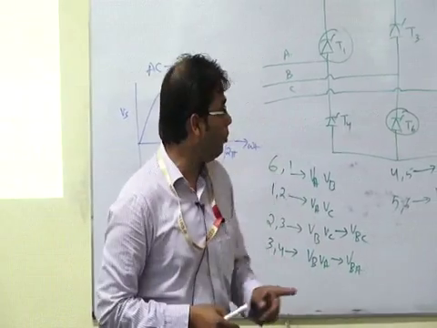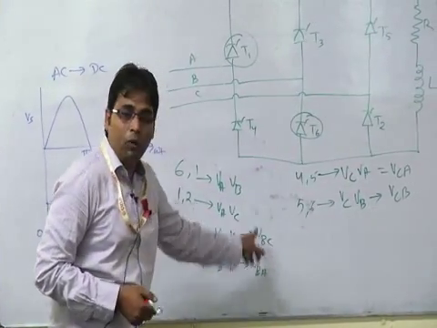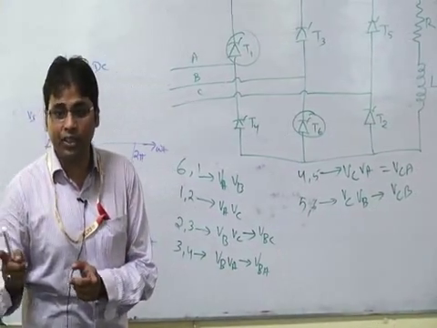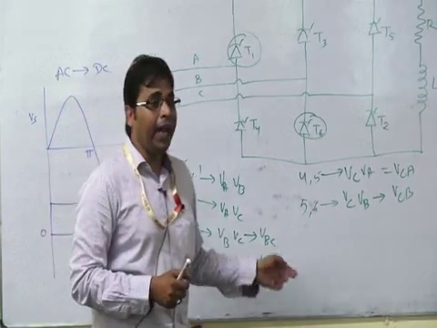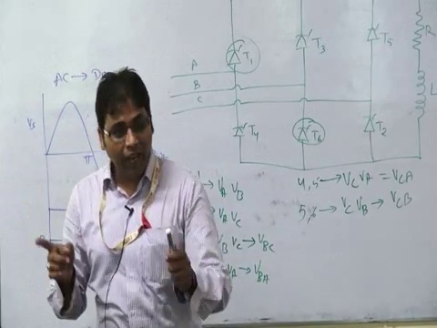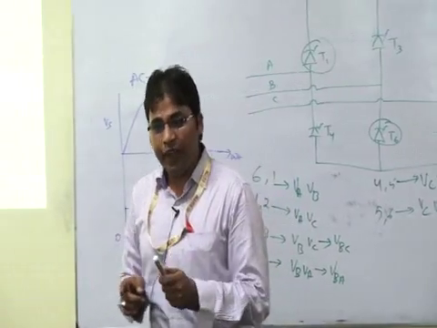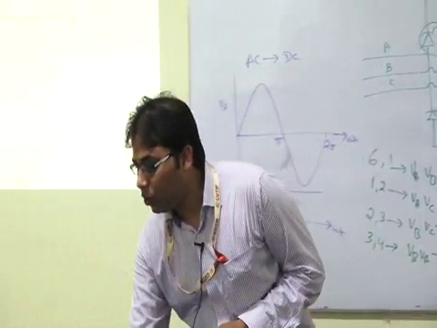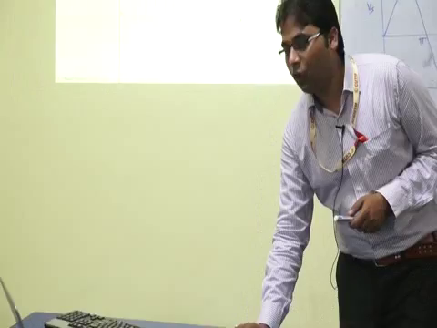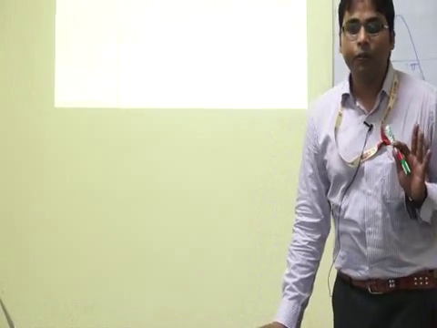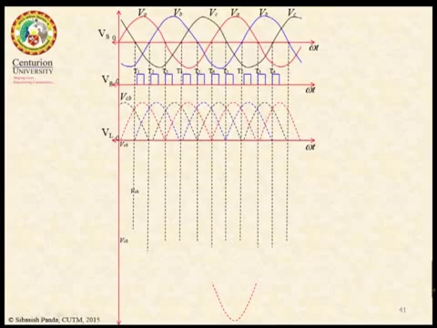Here the output voltage will follow different line voltages for different conduction durations. There it will follow the phase voltage. That's why we have drawn line voltages here to draw the output voltage instead of phase voltage.